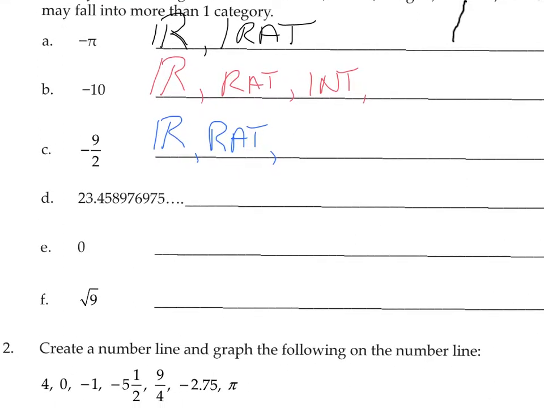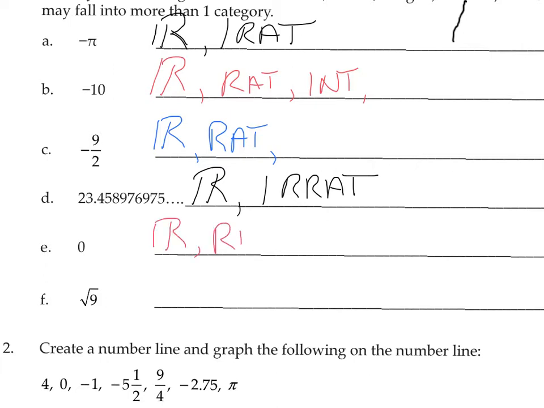23.458976975. Nice number. Is this a real number? It is. Is it rational or irrational? Well, since this number has all these decimals that go on forever, we know it's non-terminating, and they are not repeating the same pattern. So this is a non-terminating, non-repeating decimal. So this is irrational. And under irrational, there are no smaller subsets. So we're done.